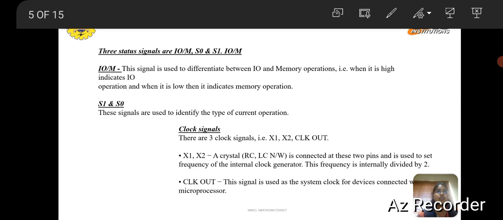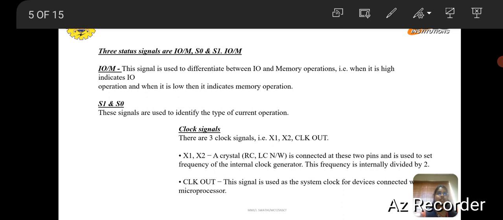And next one is the ready signal. This signal indicates the device is ready to send or receive data. If ready is low, then the CPU has to wait, and if ready is high, the CPU can send the data. Hold signal: this signal indicates another master is requesting the use of the address and data buses. Hold acknowledgement indicates the CPU has received the hold request and it relinquishes the bus in the next clock cycle. Hold acknowledge is set low after the hold signal is removed.